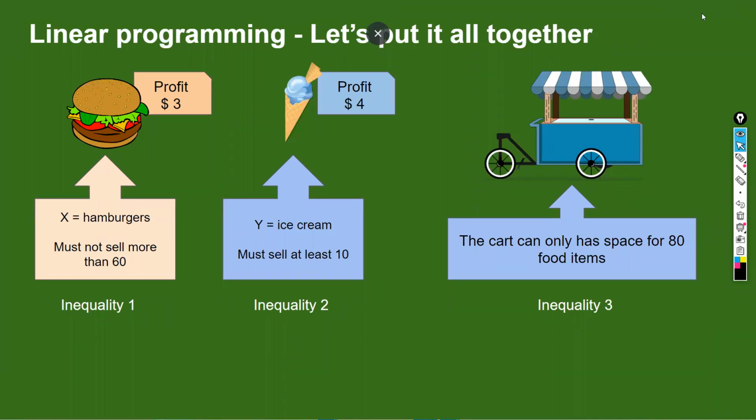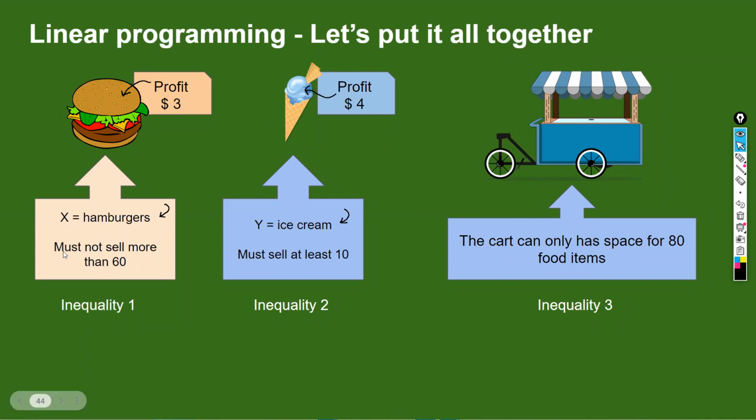Let's look at the profit. First of all, when we did the maths, the profit on each hamburger we sell, we're only going to make $3. That's pure profit. And for each ice cream cone that we sell, we're going to make a profit of $4. We're going to let the letter X represent hamburgers. The letter Y represents what? Ice cream. And look at the conditions.